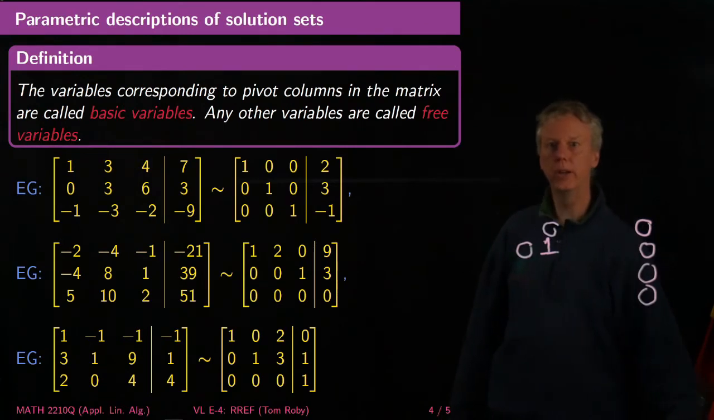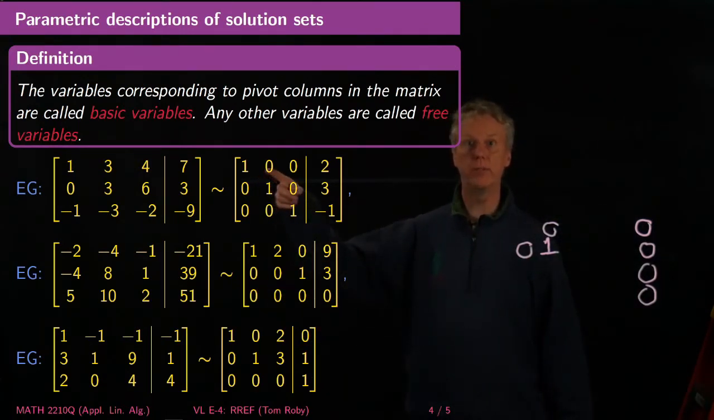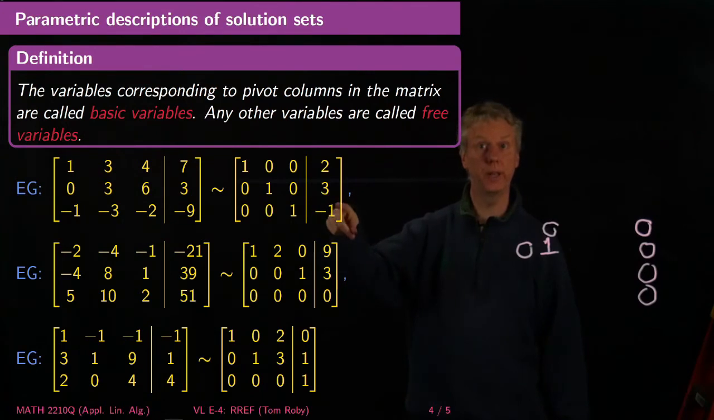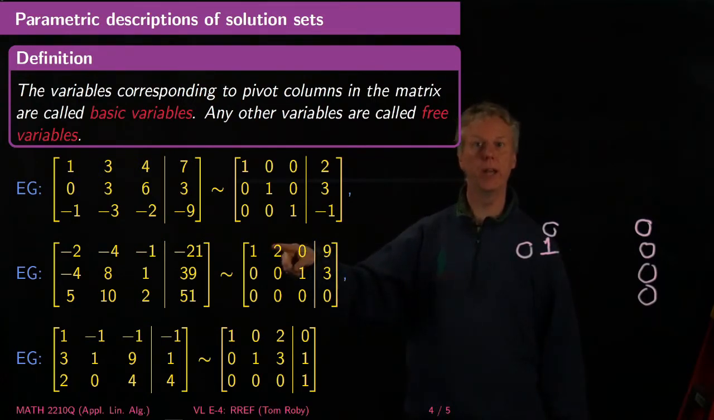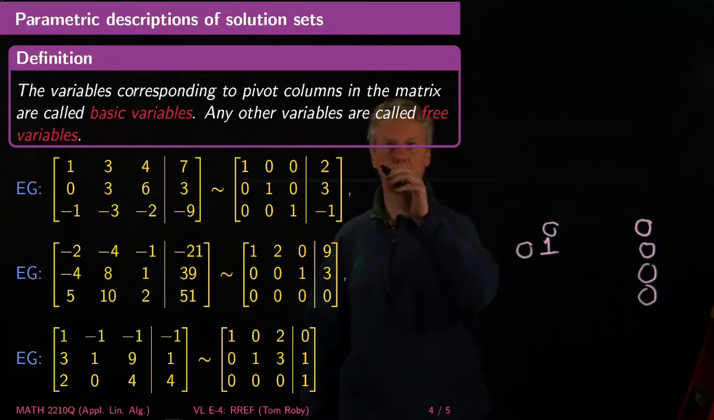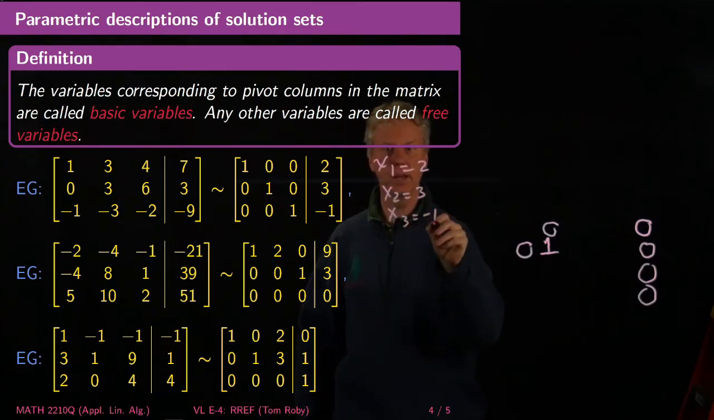And just to think about what that means in terms of solving the equation. If I want to solve this system of equations, it's clear what happens, right? I have a unique solution that says x1 is equal to 2, x2 is equal to 3, and x3 is equal to -1. 3 basic variables, no free variables. Maybe let me just write this down quickly. So x1 equals 2, x2 equals 3, x3 equals -1.